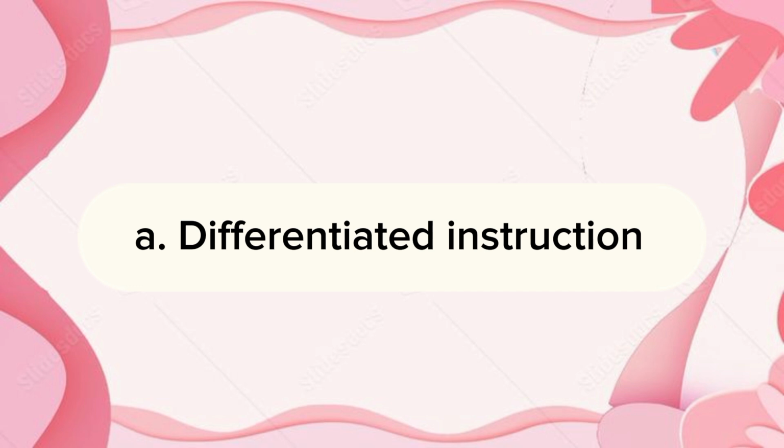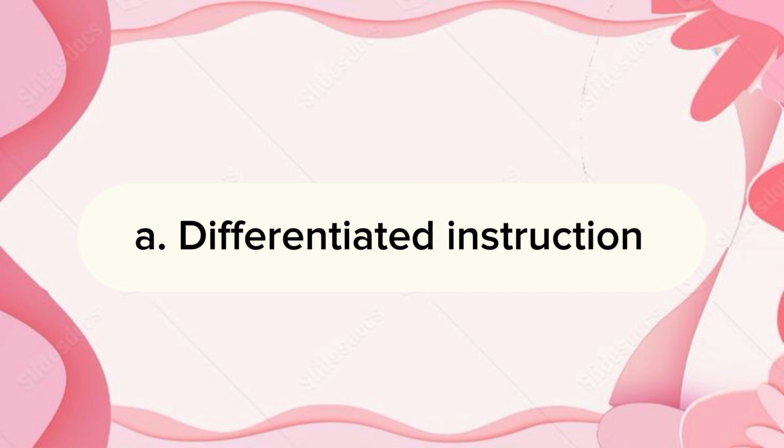So why others are incorrect? So for the letter A, by providing only easy tasks. So this approach may lead to complacency and does not challenge students to grow. And letter B, by focusing solely on competition. So while competition can motivate some, it can also discourage others. That does not inherently build self-efficacy. And letter D, by ignoring students' mistakes. So ignoring mistakes prevents learning opportunities and does not support the development of self-efficacy. So that's why the answer is letter C.